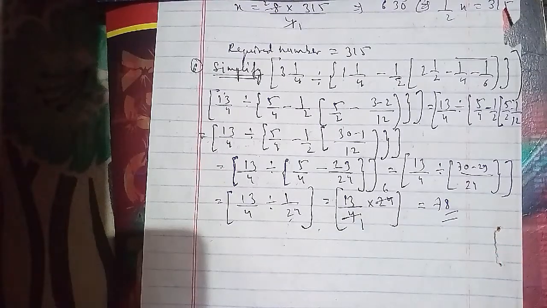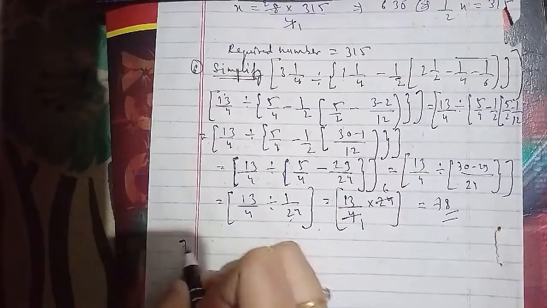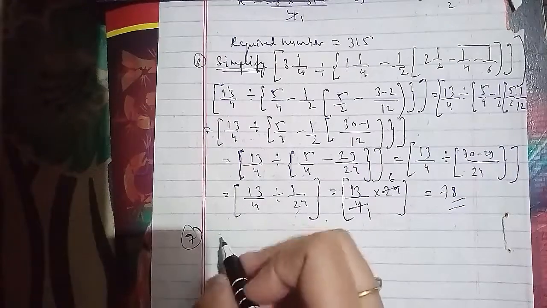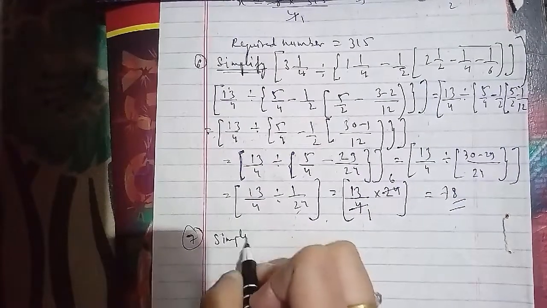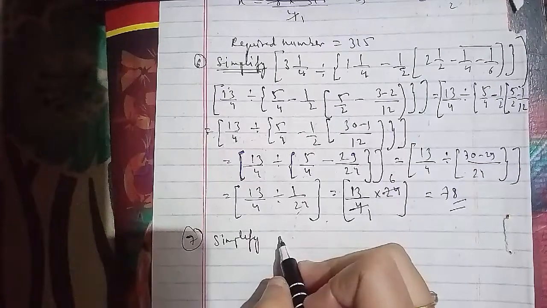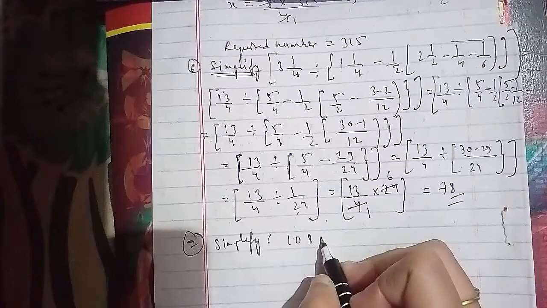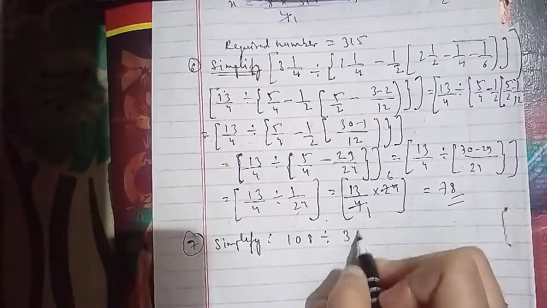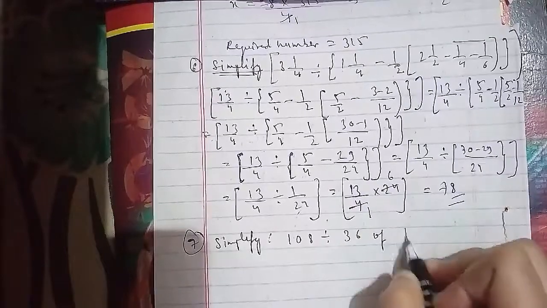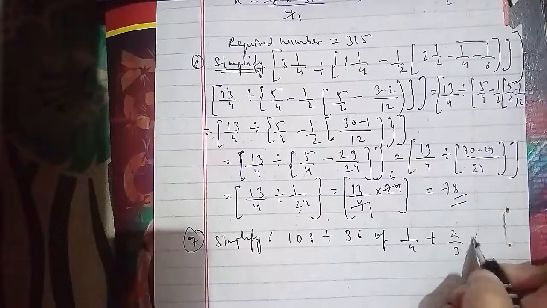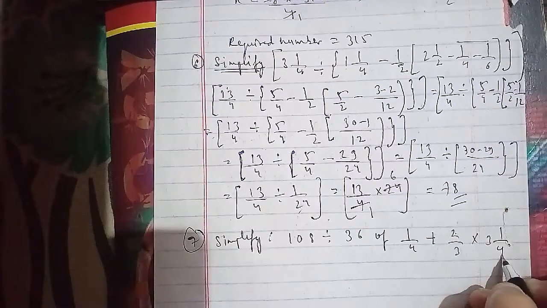Let's go ahead with another question that we have to solve, which is the seventh question of the session here, and that is also an important one. Here also we have to simplify the question. We have 108 divided by 36 of 1 by 4 plus 2 by 5 into 3 1 by 4 here. That is how it has been represented.